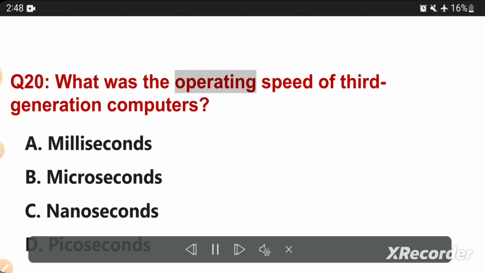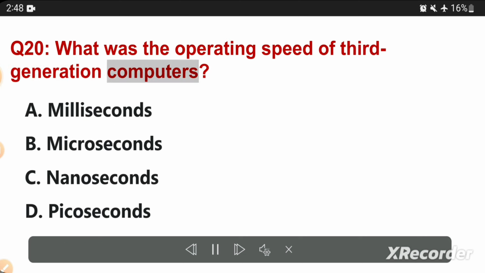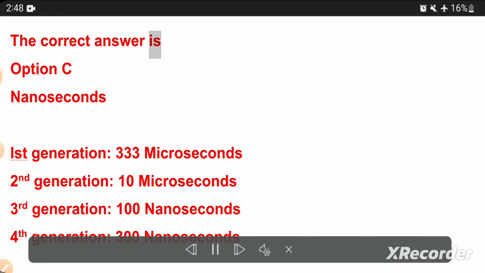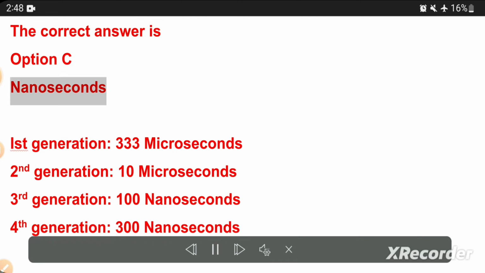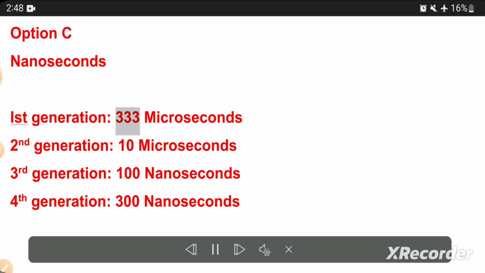Q20. What was the operating speed of third-generation computers? Milliseconds, microseconds, nanoseconds, picoseconds. The correct answer is option C, nanoseconds. First generation, 333 microseconds. Second generation, 10 microseconds. Third generation, 100 nanoseconds. Fourth generation, 300 nanoseconds.